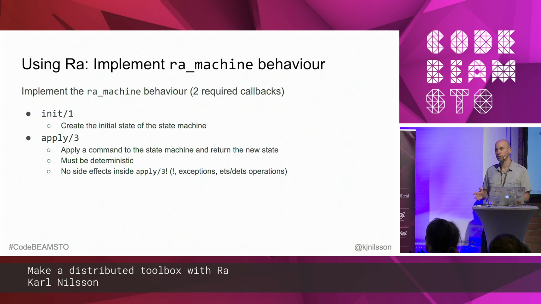So there are a few rules about the apply function. It needs to be deterministic. So every time you run it, if you run the same commands over it, it needs to return exactly the same state. So effectively that means no side effects inside apply/3. You can't throw exceptions or read from ETS or DETS or create Erlang references. They are different every time you create them, so you can't create them inside. You have to pass them in as part of the command. You shouldn't do things like send messages or write to disk or anything like that. It's effectively a pure function.